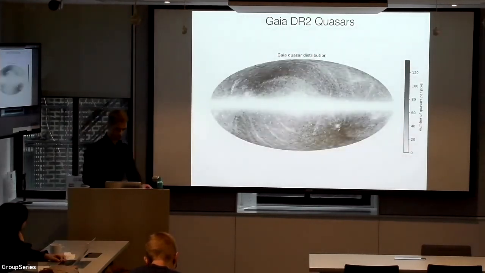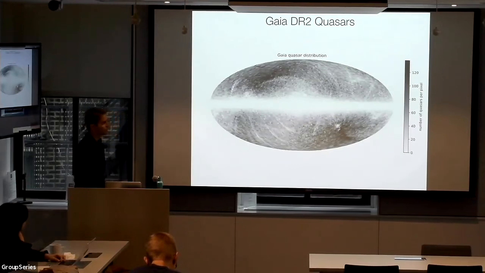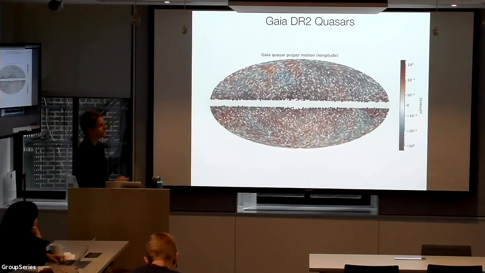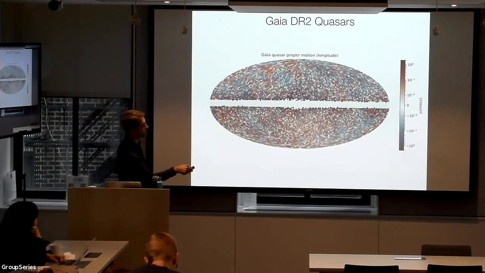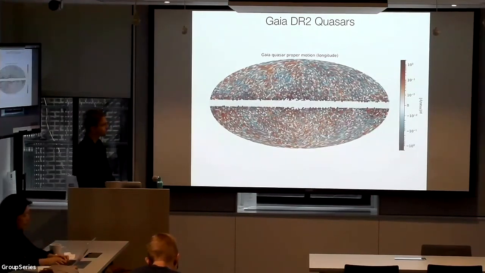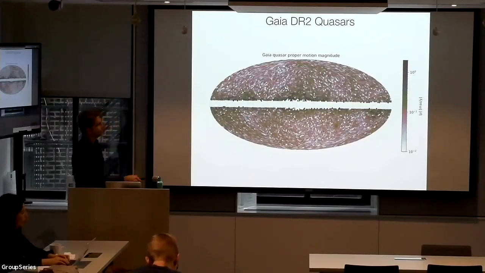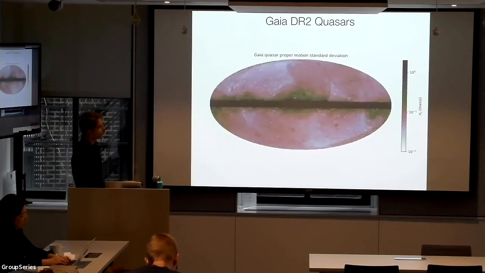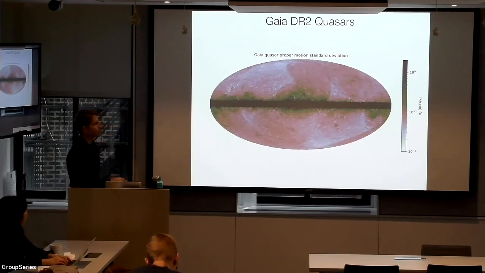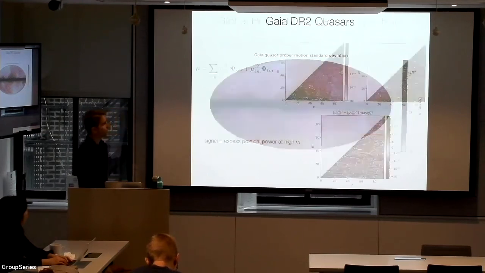And so we've already done some proof of principle analysis on the quasars. There are about 500,000 quasars measured in DR2. This is one component of the proper motion, and this is the other. Right now they're measured at the milliarcsecond level or so, so not quite good enough yet. And this is the magnitude and the error. Flipping between these two, you can see that, at least by eye, there's no indication that the motion is anything other than instrumental noise.